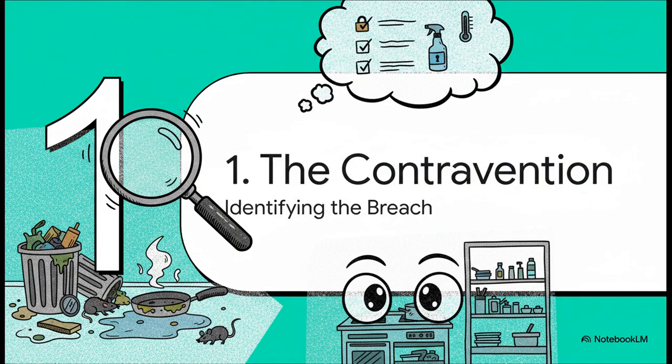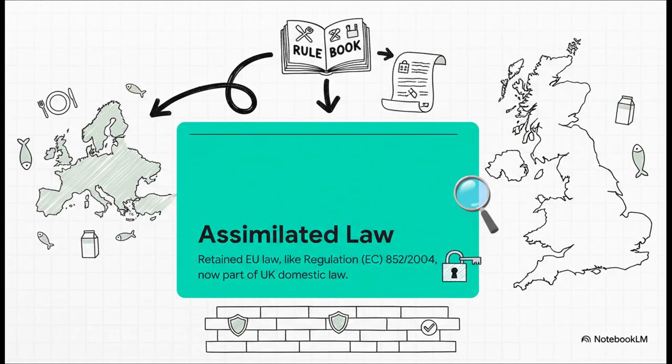You know, it really does all start at the scene of the contravention. The first and honestly the most vital skill is to stop seeing a dirty kitchen and start seeing the specific, legally defined breaches that are hiding in plain sight. So where do we find these legal definitions?